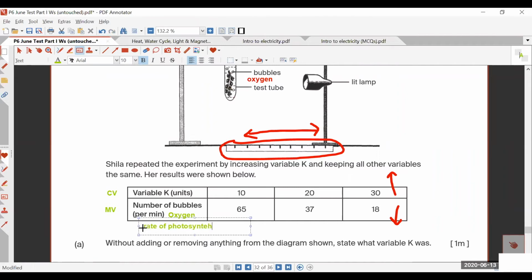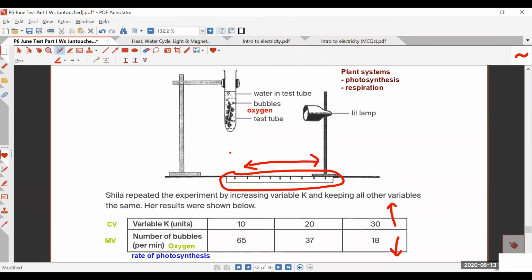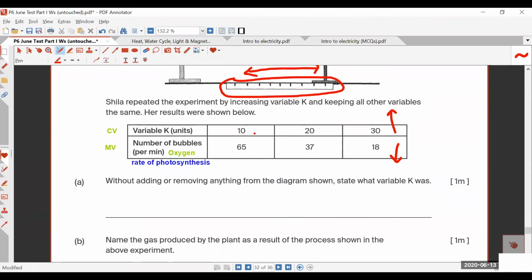How do I know when to use rates? Whenever you see time involved. In this question, you're measuring the number of bubbles produced per minute. So it's time, right? You know that it's got to do with rates. How fast photosynthesis happens. Okay, so the rate of photosynthesis decreases as my variable K increases, because I have a distance far away, my LED lamp goes further, and the less light is received by the plant.